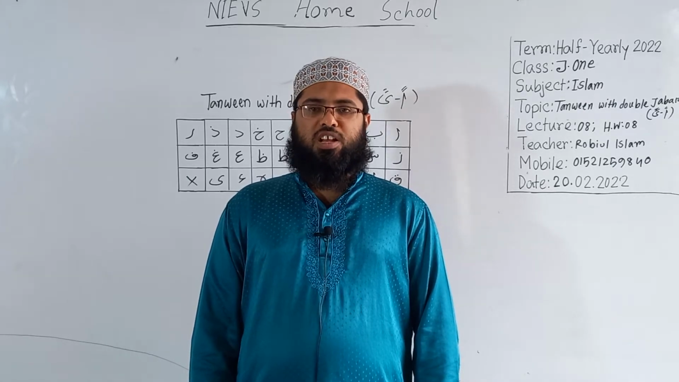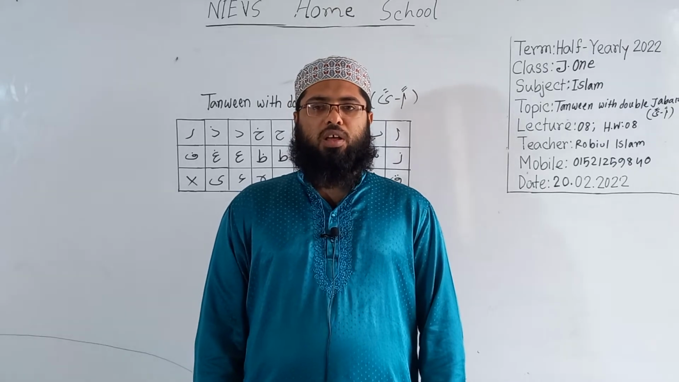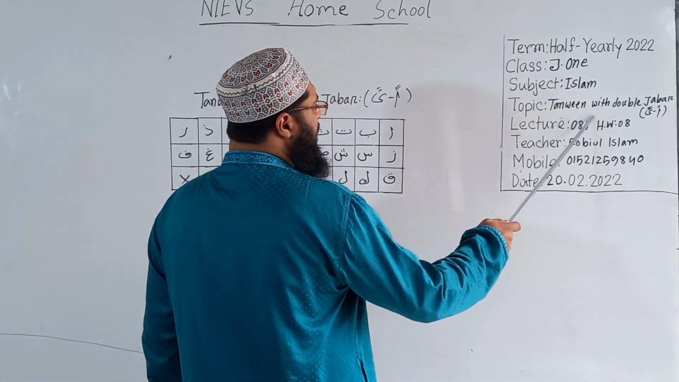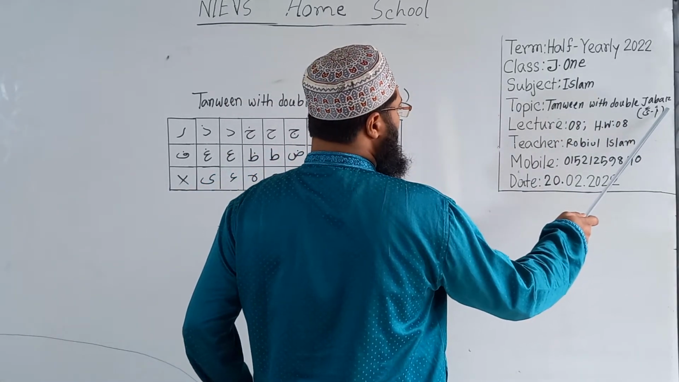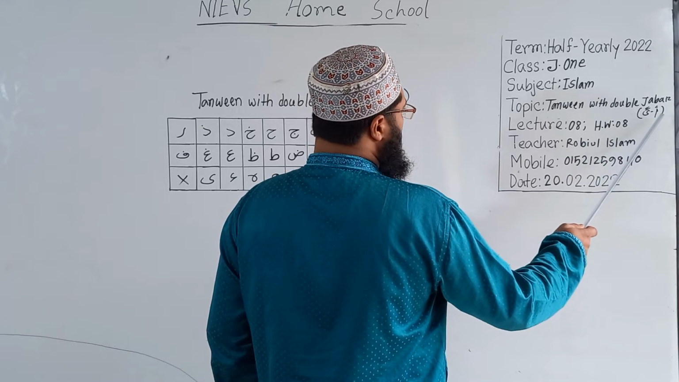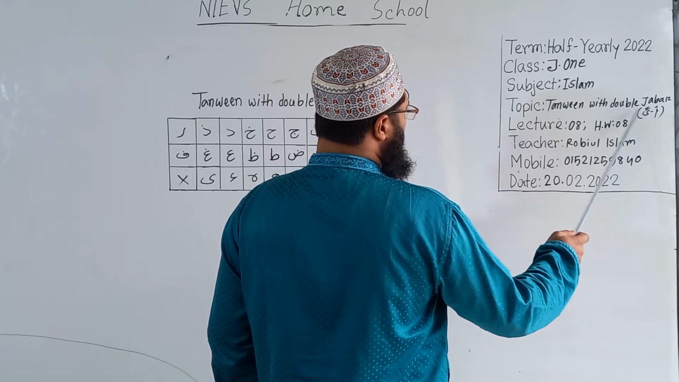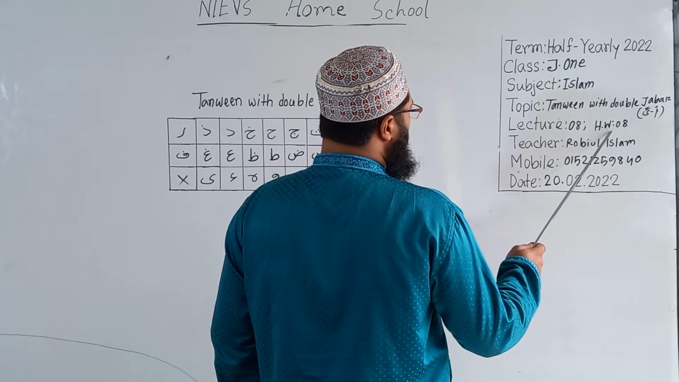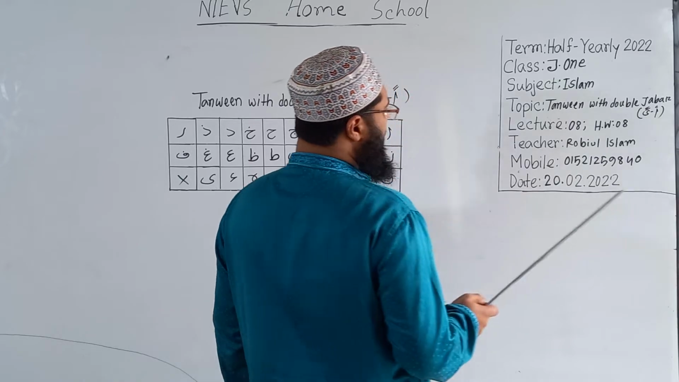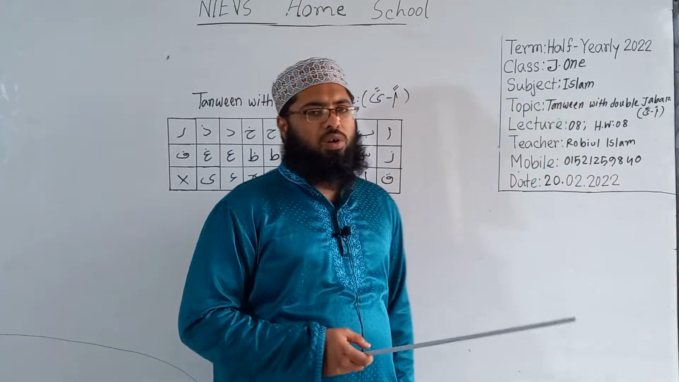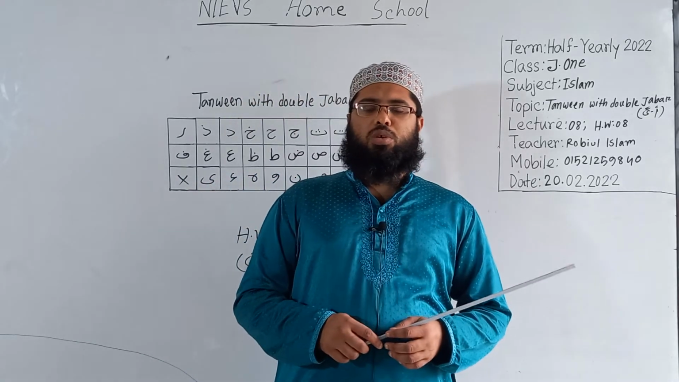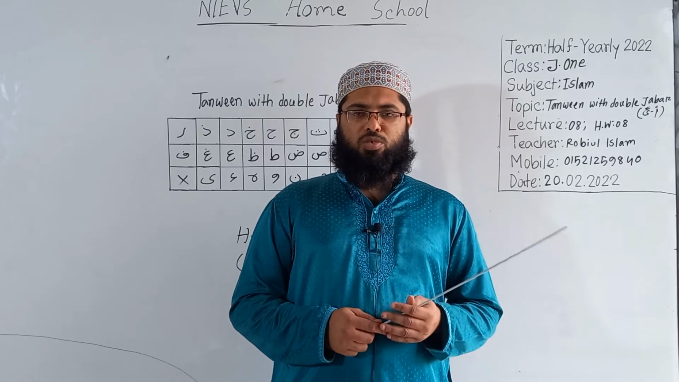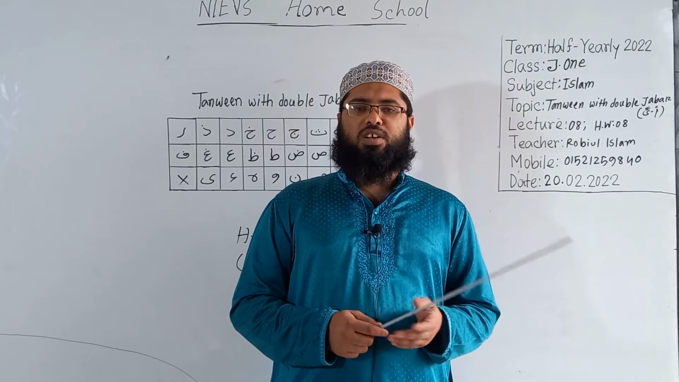Today I am going to take an Islamic Studies class for class Junior 1, and our today's topic is Tanween with double Jabar from Alif to Ya. That means Hamza dui Jabar an to Ya dui Jabar yan. Today is our lecture number 8 and SW number 8. Inshallah, today we will learn Tanween, Arabic alphabet with double Jabar from Alif to Ya. So my dear students, let's start.